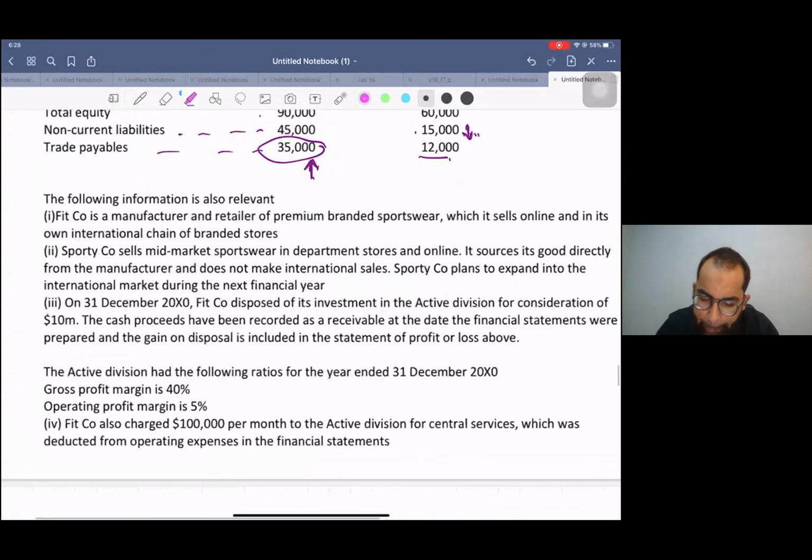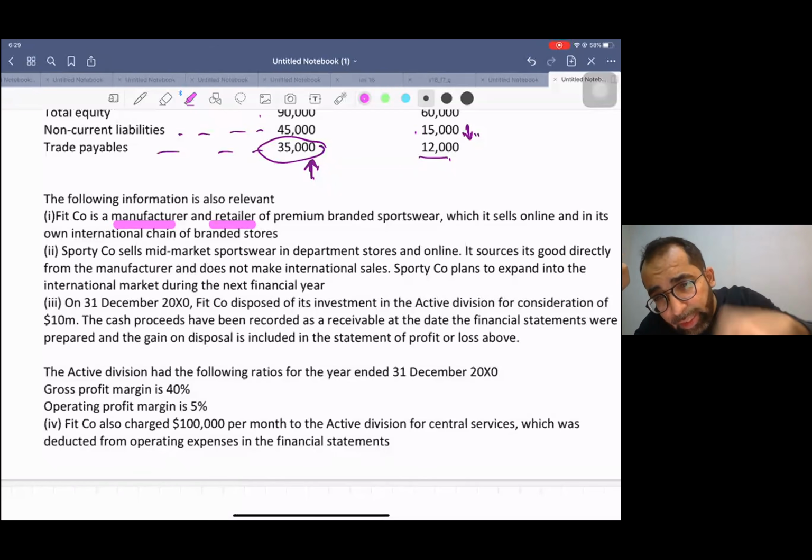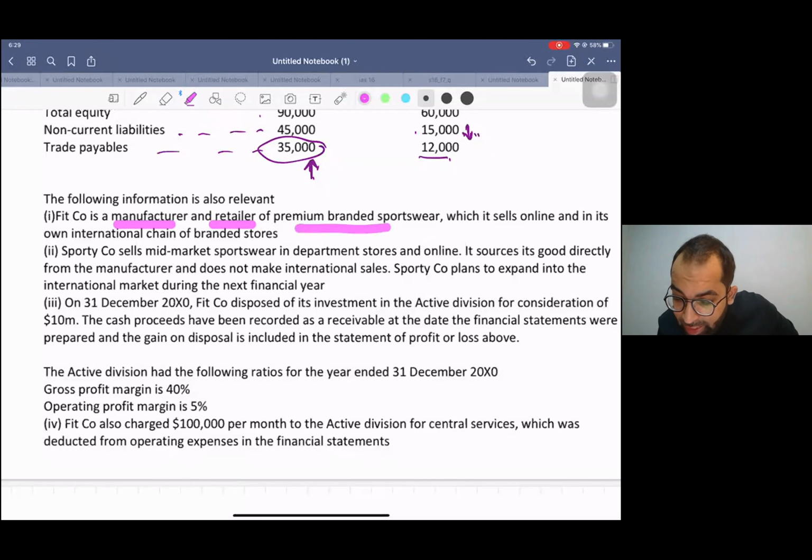Fit company is the manufacturer plus retailer. Two things. Fit company not only manufactures, but also sells. So they have two units. The manufacturing units they are running themselves, plus the retailing they are doing themselves. Both things, of premium branded sportswear.